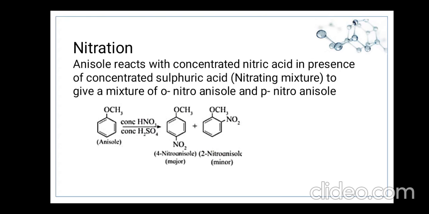Here students, concentrated nitric acid, that is HNO3, is an acid but it acts as a base over here, and concentrated sulfuric acid acts as an acid. Now in this reaction, NO2+ is generated. This NO2+, which is the nitronium ion, acts as an electrophile. Now anisole with this concentrated nitric acid and concentrated sulfuric acid gives para-nitroanisole and ortho-nitroanisole.